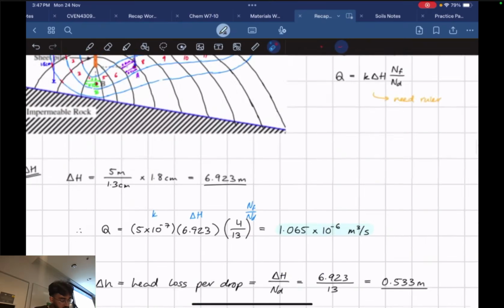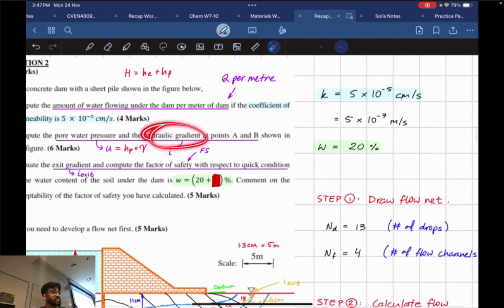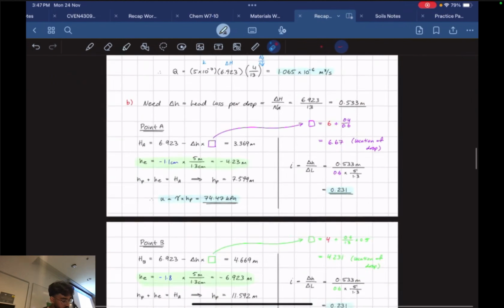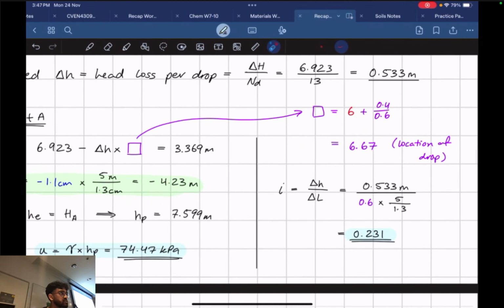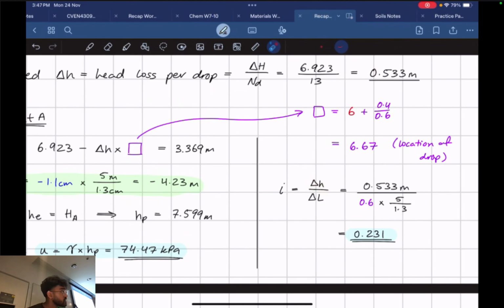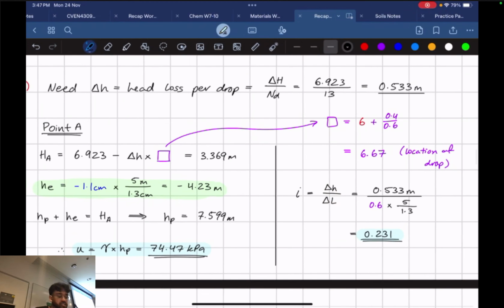Now, they also asked us to find the hydraulic gradient. The hydraulic gradient also requires a bit of scaling because it has to do with the length. Your formula for it is delta H, your head loss per drop, divided by delta L, delta L being just the length of that square. You can imagine it as a gradient, rise over run: the rise is your head loss per drop, and the run is your delta L.